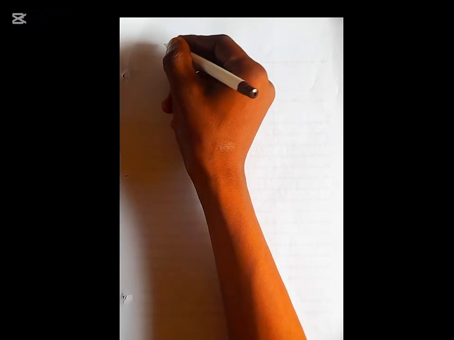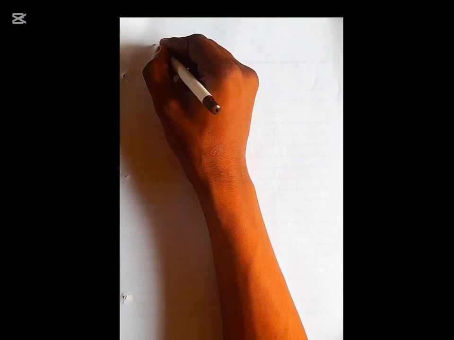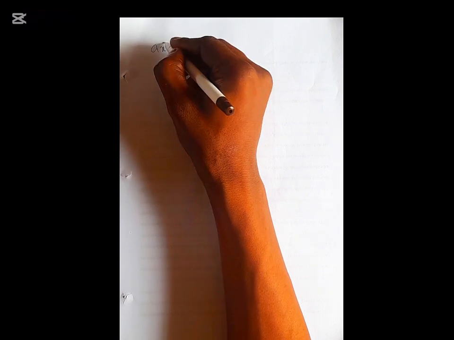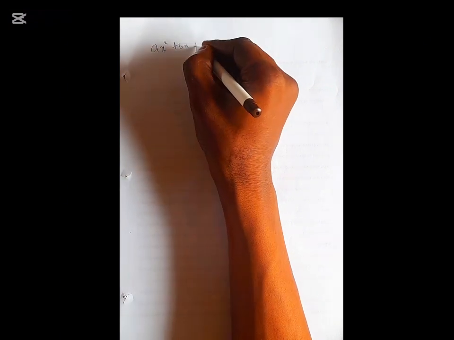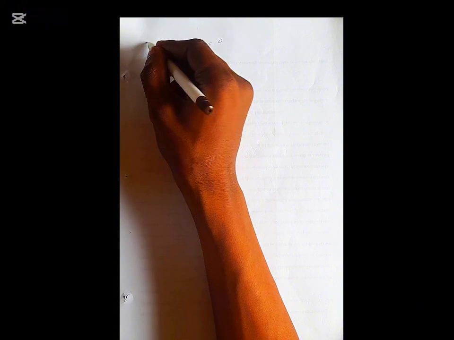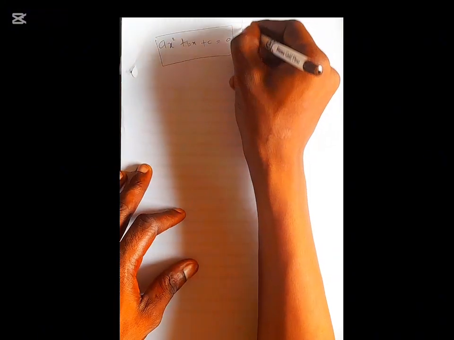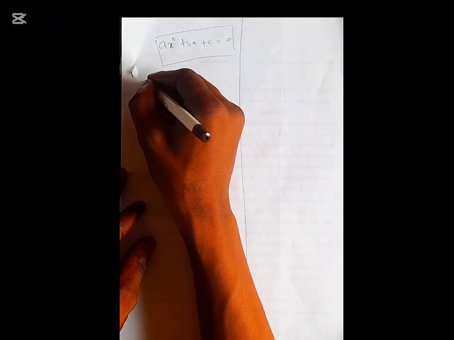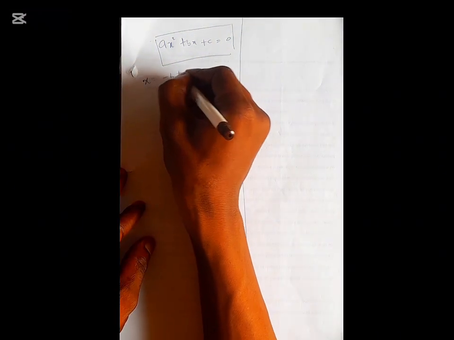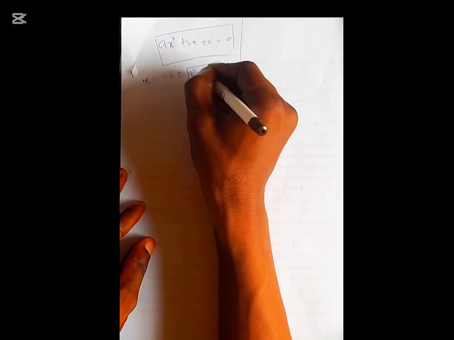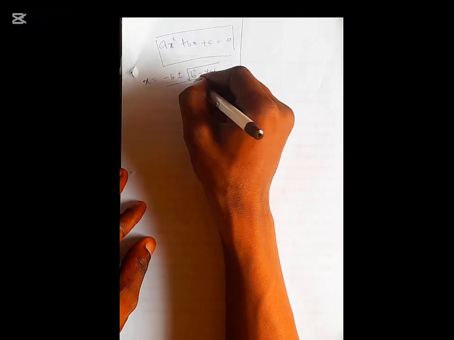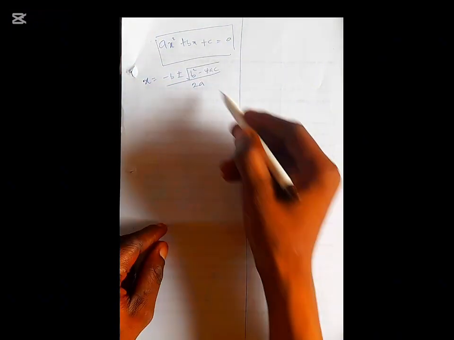Alright, so we want to be able to solve for the equation to prove the almighty formula, which is: if we have a quadratic equation, ax squared plus bx plus c equals 0, we want to be able to solve this equation using the almighty formula. So we want to prove that our x is equal to minus b plus or minus root b squared minus 4ac, everything over 2a. So how are we going to achieve this?